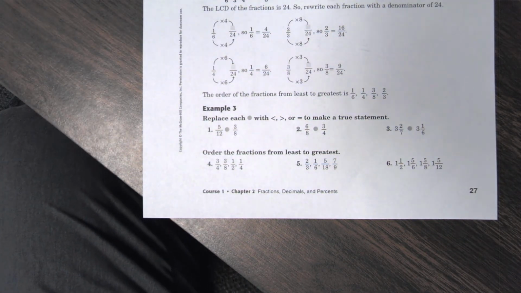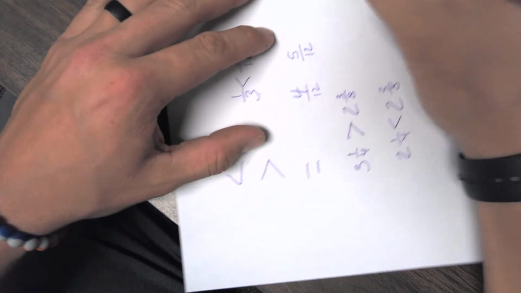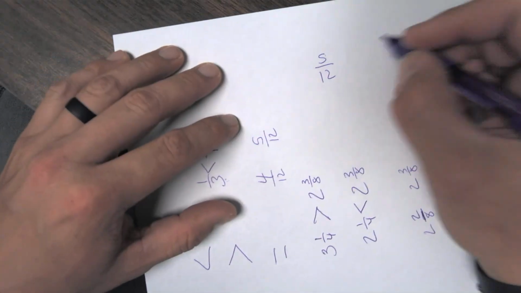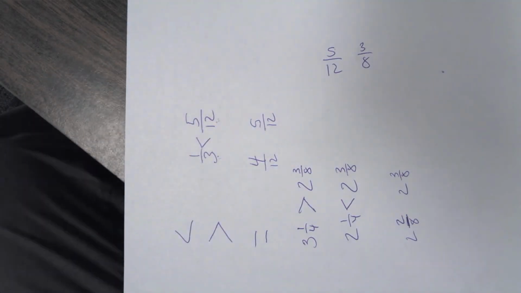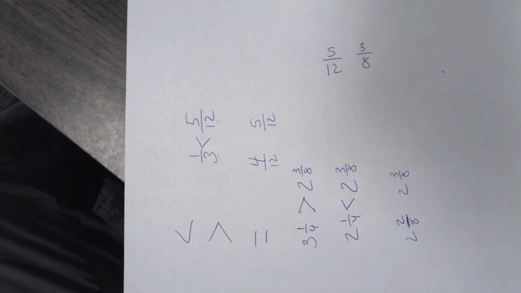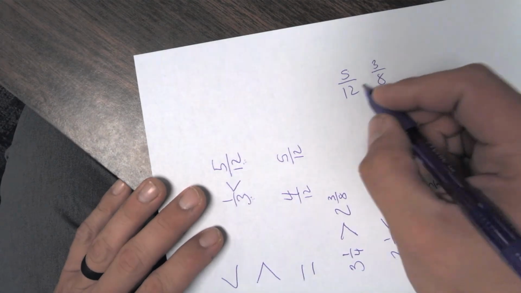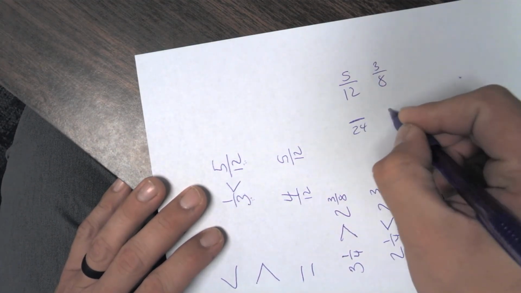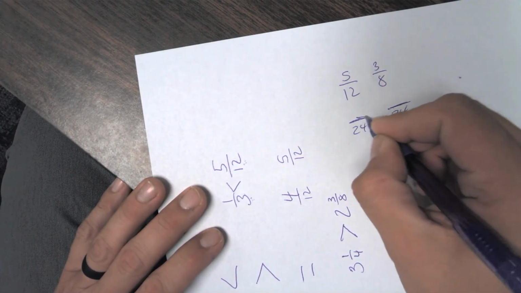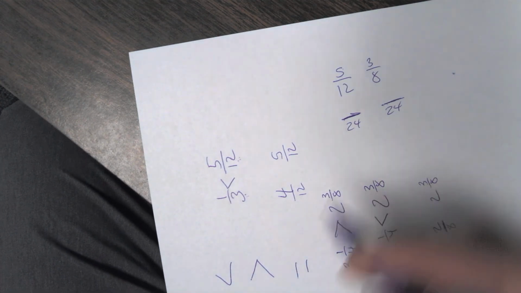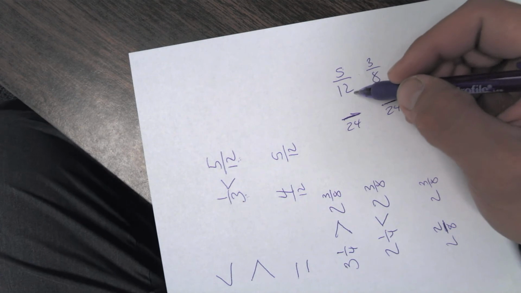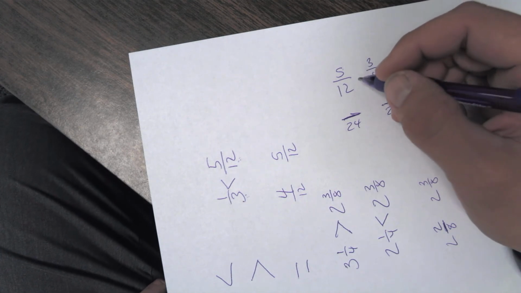All right, so number 1, we have 5/12 and 3/8. Okay, so what is going to be our common denominator here? What would be our common denominator, Hunter? 24. So we're going to have to change both of them. So sometimes you don't have to change one. Sometimes you got to change both. Sometimes you don't have to change any at all. It just depends. So what do we have to do to 12 to get to 24? Hunter? Times it by 2.